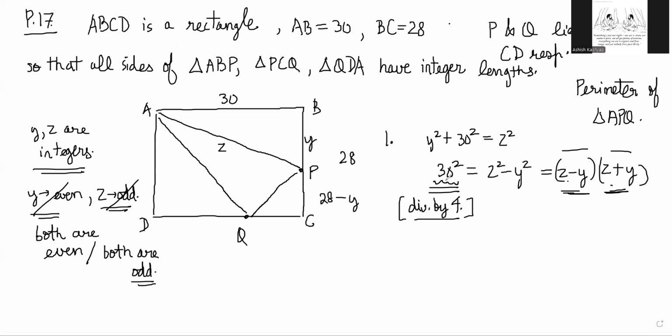So let's look at some factors of this 900. So that is basically going to be 30 into 30, or 5 into 180, 50 into 18. Second, factors doesn't seem obvious.